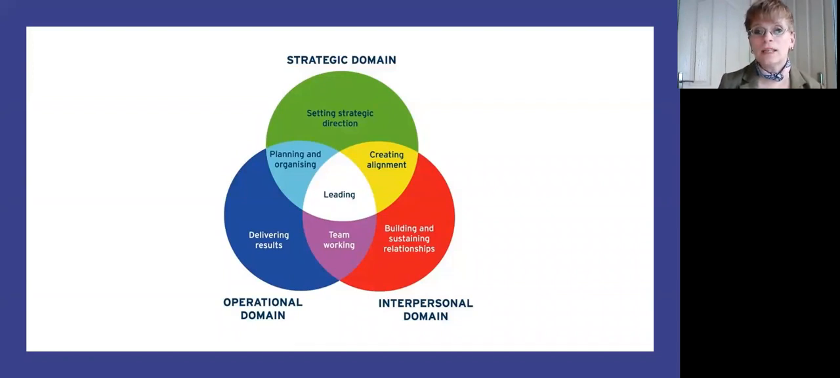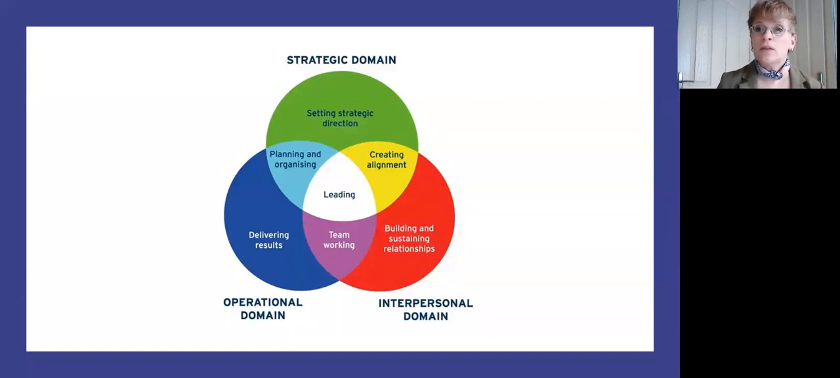So let's look at this a little more carefully. Strategic, you're setting the strategic direction overall. When that interacts with delivering results or operational, the overlap is planning and organizing. When the strategic domain overlaps with the interpersonal or building relationships, you have creating alignment, which doesn't mean that everyone agrees, but it means that they're working together toward a common goal. Like bees in a hive, where each one has her individual function, but ultimately they work together.